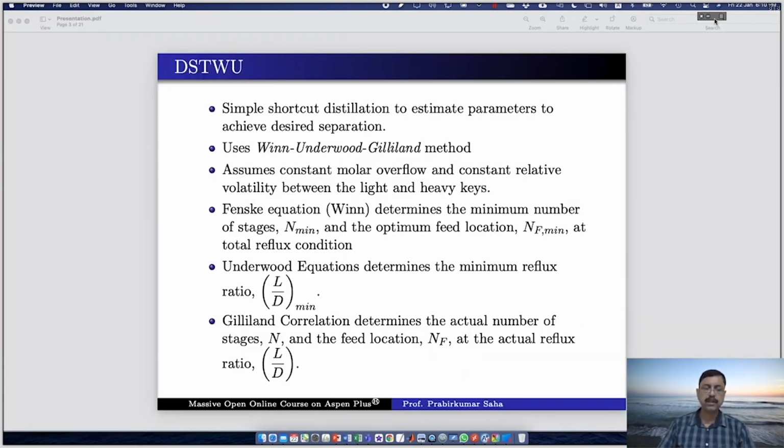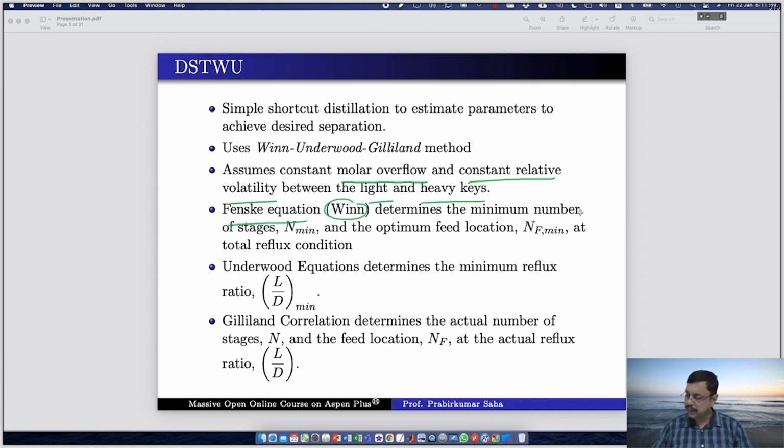First, we begin with DSTWU. As said, it is a simple shortcut distillation to estimate parameters to achieve the desired separation. It uses the Winn-Underwood-Gilliland method. It takes 2 assumptions: one is constant molar overflow, another is constant relative volatility between the light and heavy keys. Winn, that is the Fenske equation, determines the minimum number of stages and the optimum feed location at total reflux condition. Whereas the Underwood equations determine the minimum reflux ratio, and the Gilliland correlation determines the actual number of stages and the feed location at actual reflux ratio.